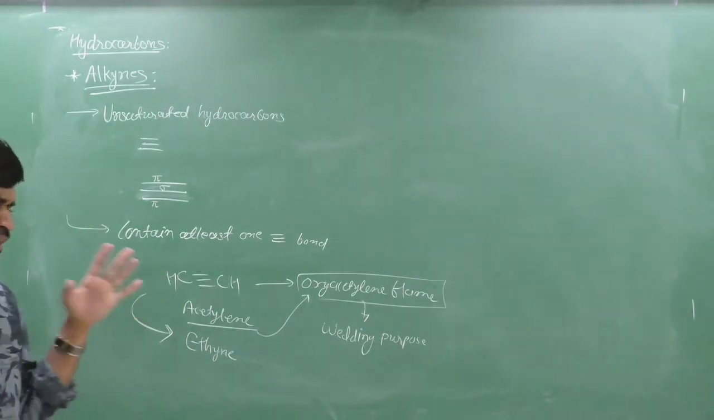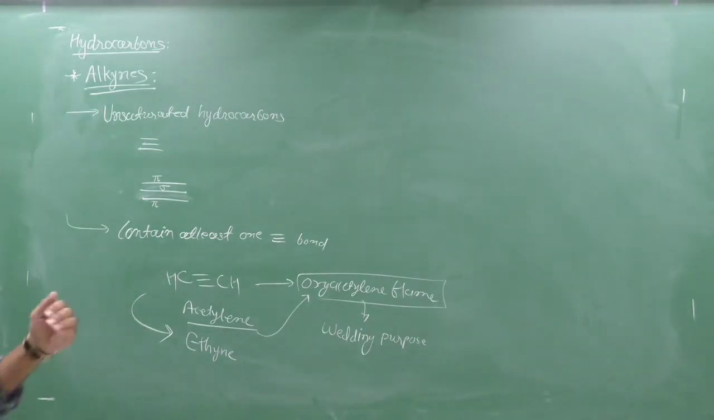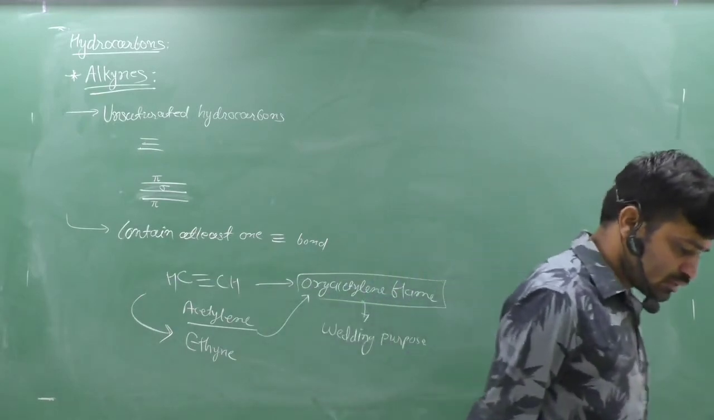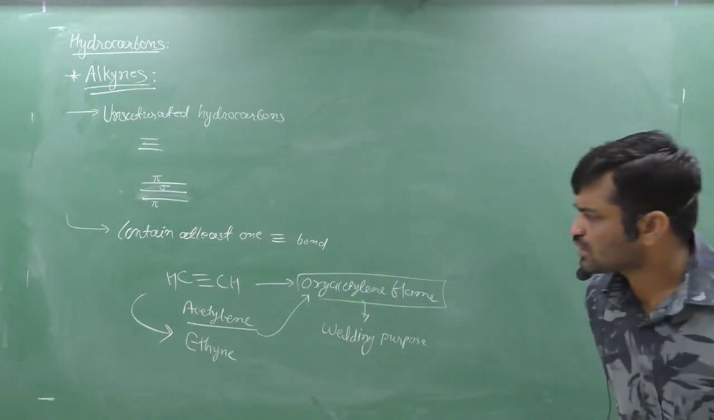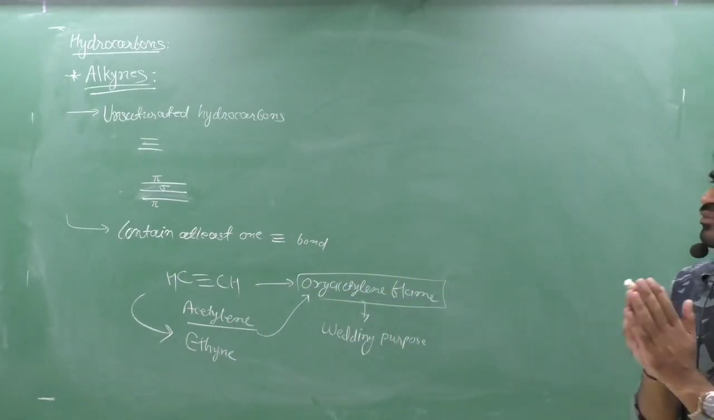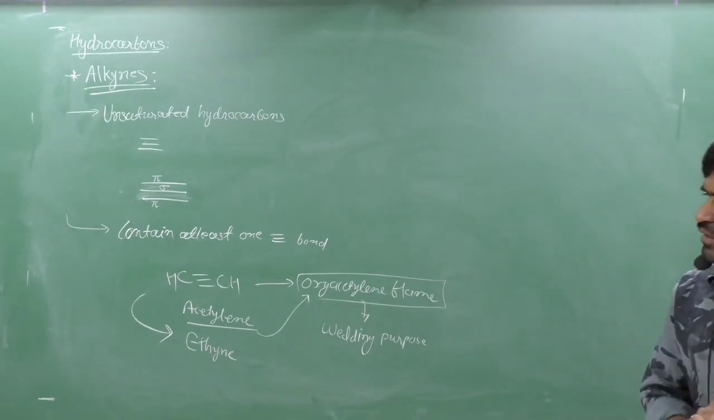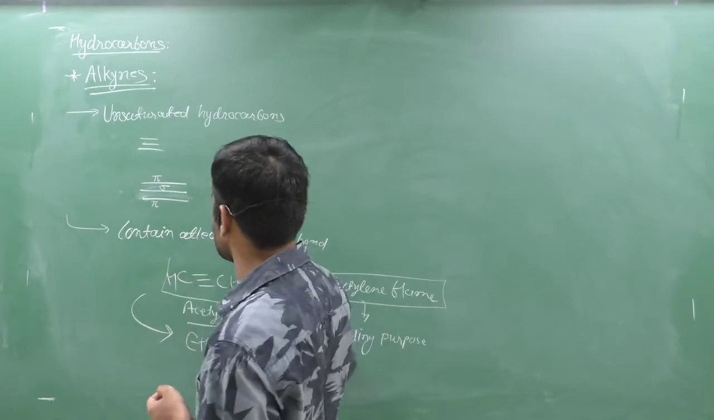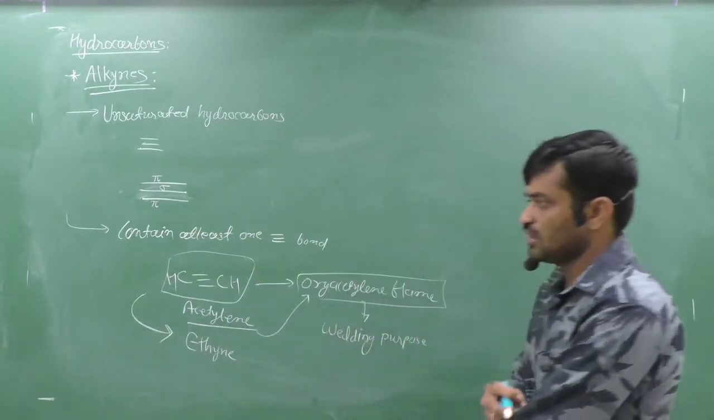It is the simplest member. Then the next one is CH3, C triple bond CH. Clear? And there is a homologous series. The IUPAC nomenclature is what we discussed in the last lectures. So if any compound has at least one triple bond, we can say that it is an alkyne.